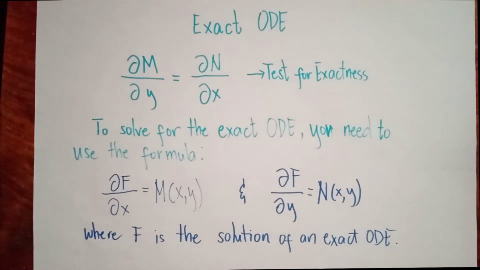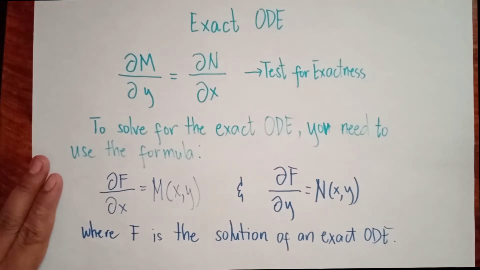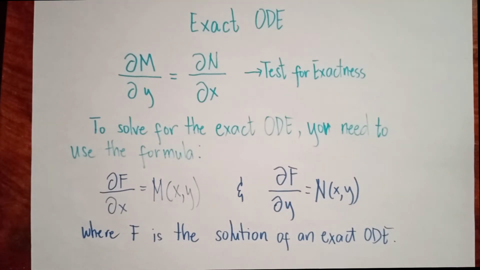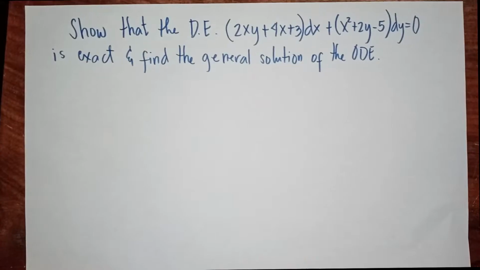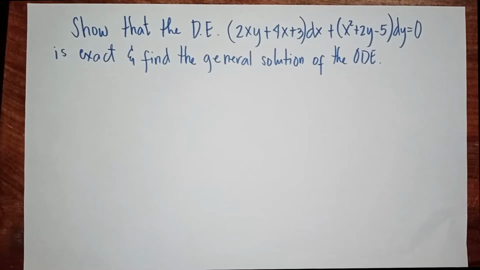So I have here a problem so you can better understand how to do this. We have here a problem. Show that the DE (2xy + 4x + 3) dx + (x^2 + 2y - 5) dy = 0 is exact and find the general solution of the ODE.